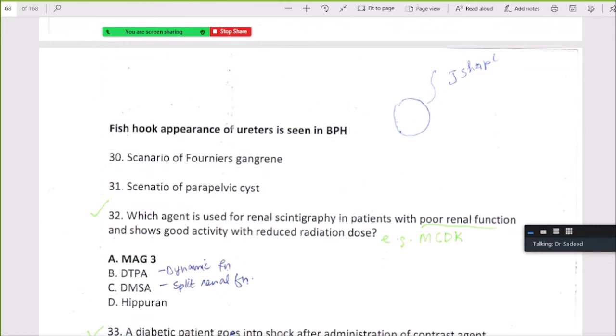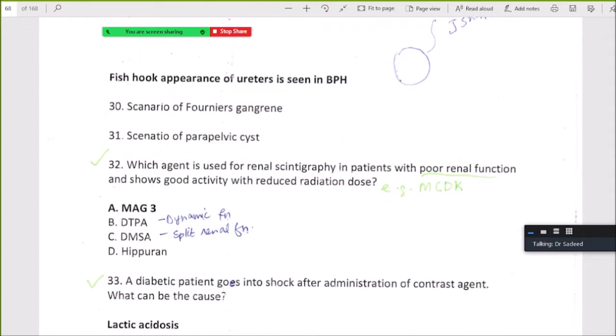30. Scenario of pulmonary gangrene. 31. Scenario of pelvic cyst. 32. Which agent is used for renal scintigraphy in patients with poor renal function and shows good activity with reduced radiation dose? MAG3 is used in renal scintigraphy. In multicystic dysplastic kidney, MAG3 shows decreased function. DTPA is used for dynamic function of the kidney, and DMSA is used for split renal function.